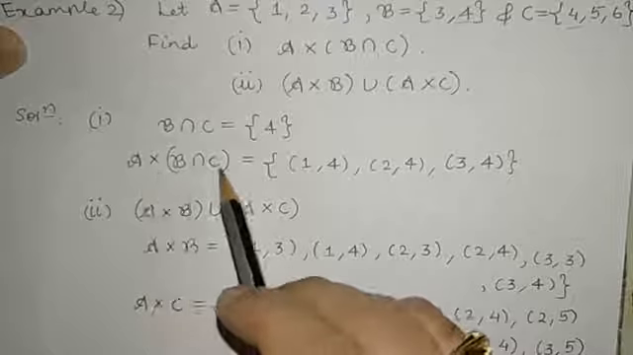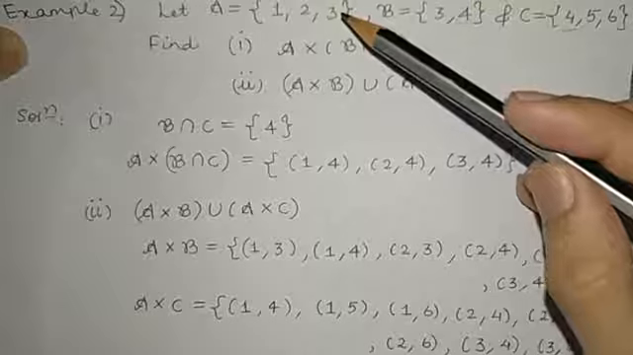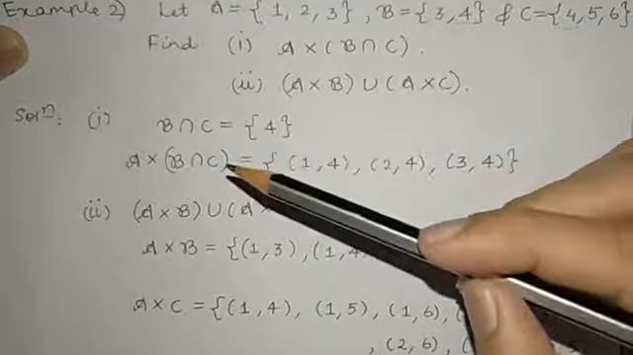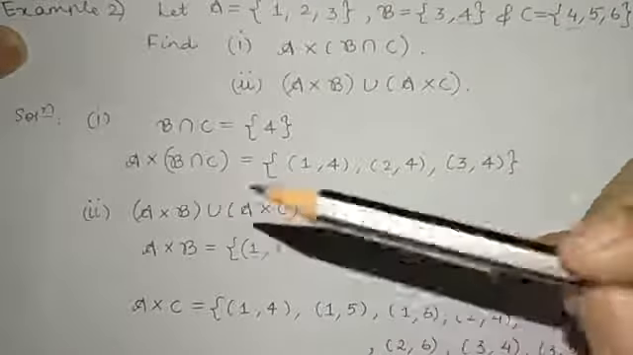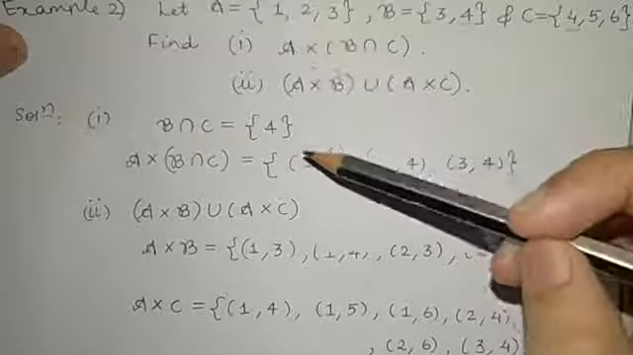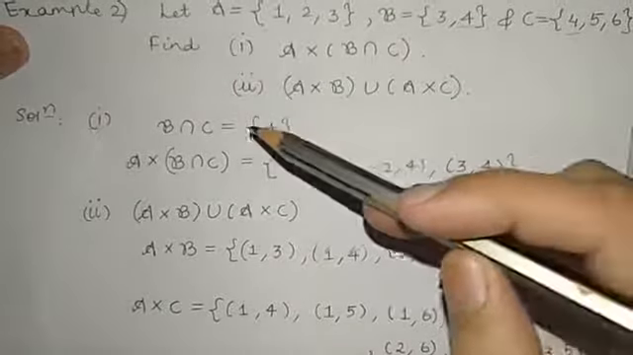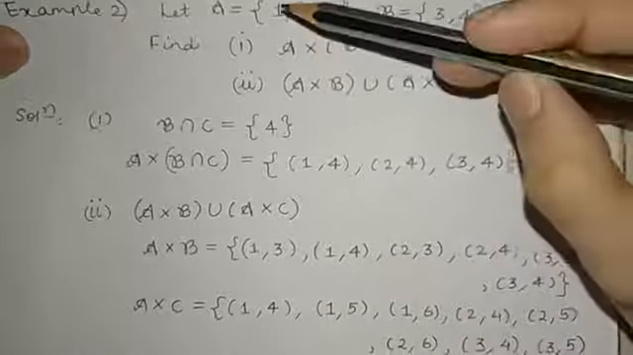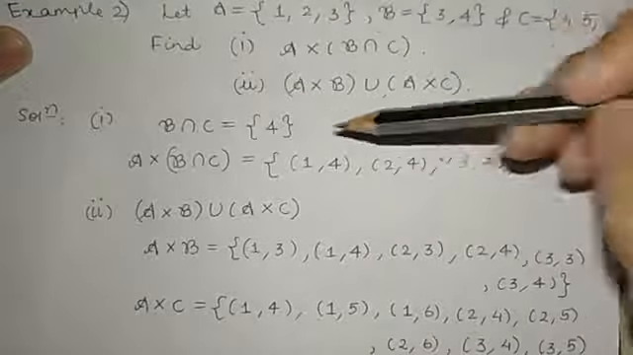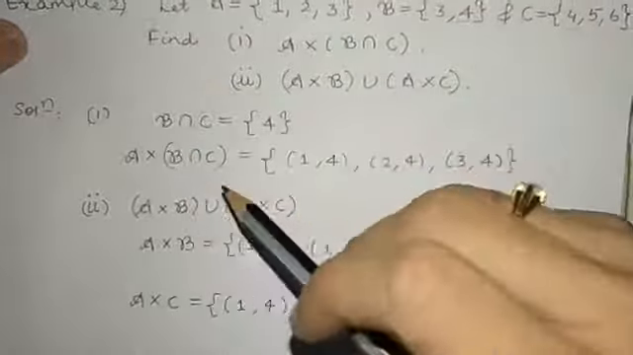So A cross (B intersection C) will be what? The set A is {1, 2, 3} and the set B intersection C is {4}. The elements of A cross (B intersection C) should be of the type (a, b), where the small a is from the set A and the small b is from the set B intersection C. So what you will get is (1, 4), then (2, 4) and then (3, 4). This is the set that you get for A cross (B intersection C).